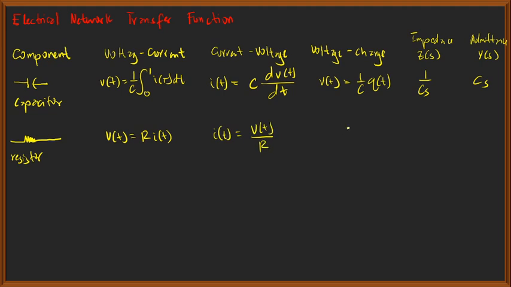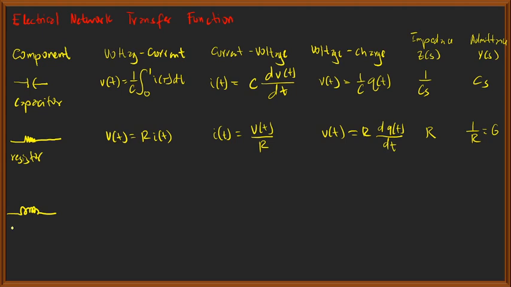For the current-charge, we know that current is the change in charge per unit time, so current is the first derivative of charge. So V of t is R times the current. If we want to convert this into charge, we just take the first derivative of the charge. And for the impedance, that will just be R. And for the admittance, that will be 1 over R, or G, which is the conductance.